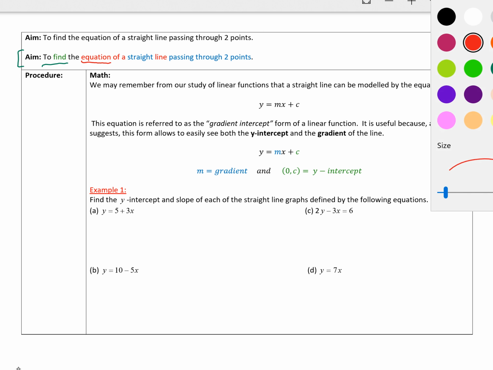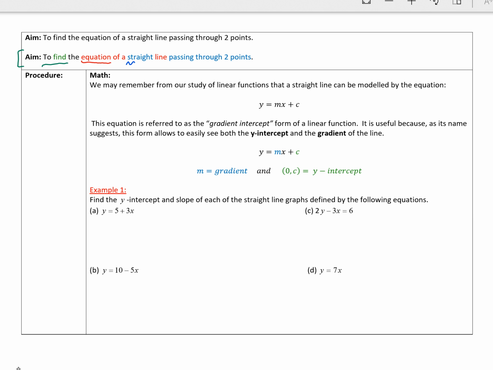Now the fact that it's a straight line gives us a lot of information as to how we might find this, and the fact that it passes through 2 points, well, this is the information that we'll need to actually work everything out. You're going to see as we go through this that most of these questions follow this format, and it's pretty easy once we recognise it.